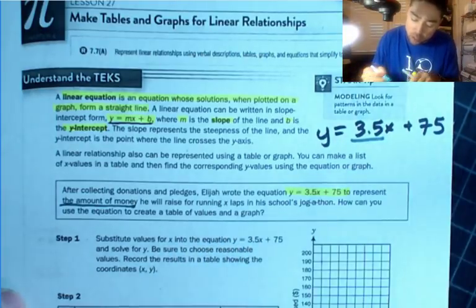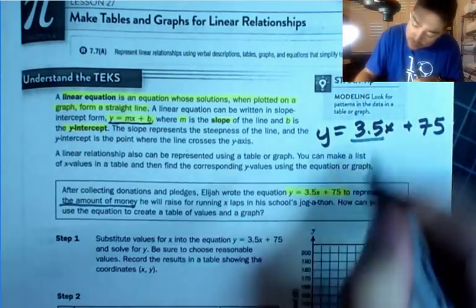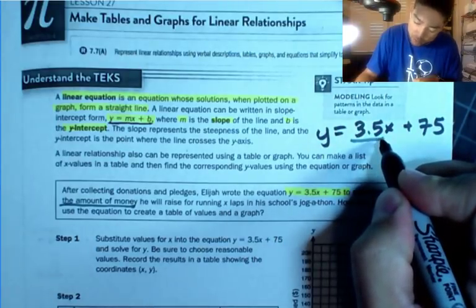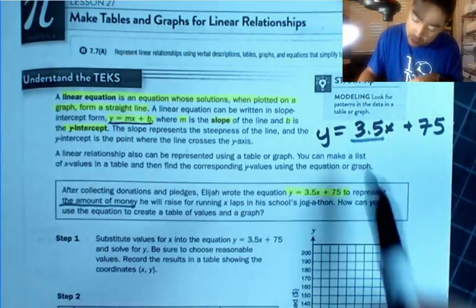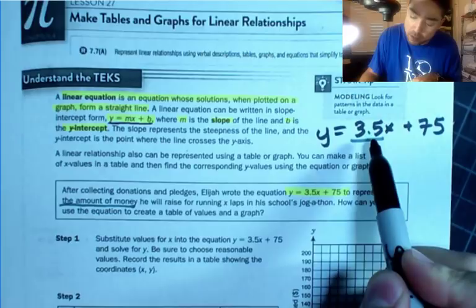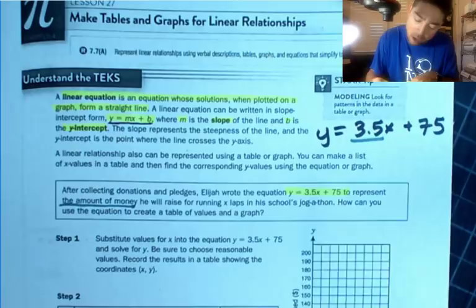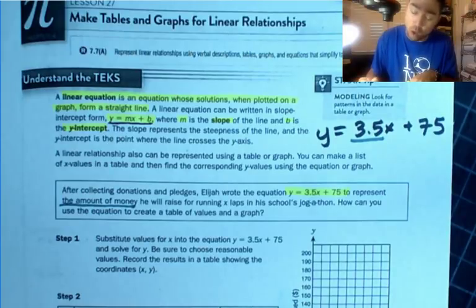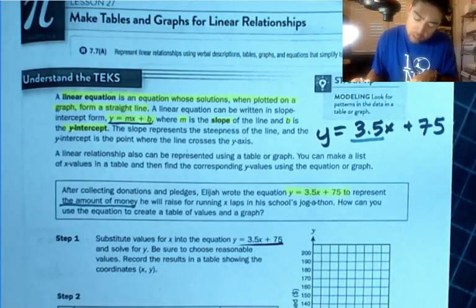So in this question, he's essentially earning $3.50 for each lap that he runs, right? They don't tell us that, but sometimes we have to break the question down a little bit further, right? So he's earning $3.50 for each lap x that he runs. Then it wants to know, how can you use the equation to create a table of values and a graph? So we're going to substitute the x values into the equation y equals 3.5x plus 75, and we're going to solve for y.